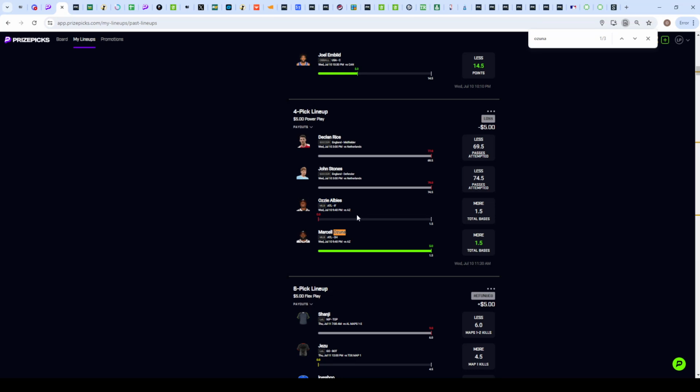Then I went for a stack on Ozzy and Ozuna. They both had great juice towards the over. Ozuna did end up hitting, but Ozzy did not get a single hit. So overall, an L on last night's slip. Let's get into today's slip.